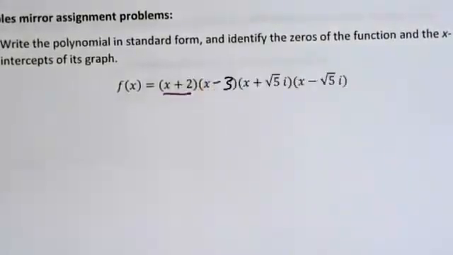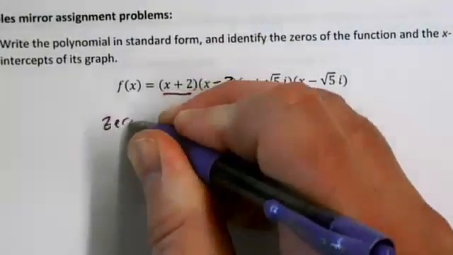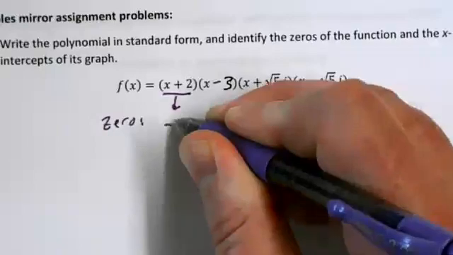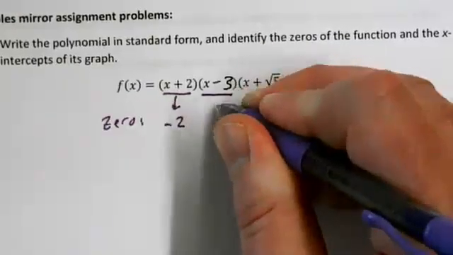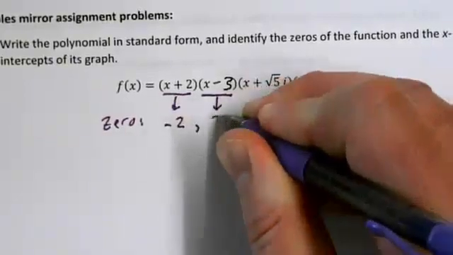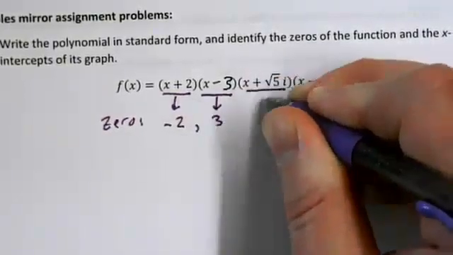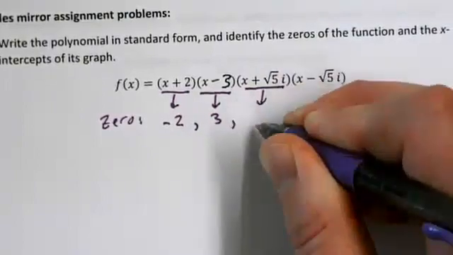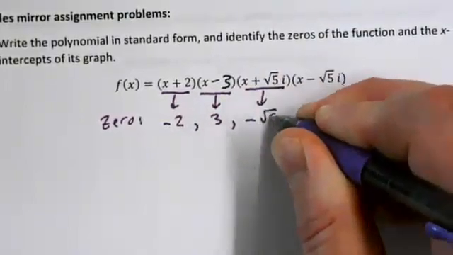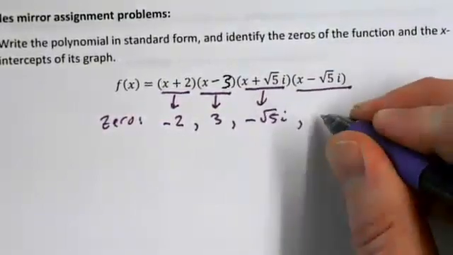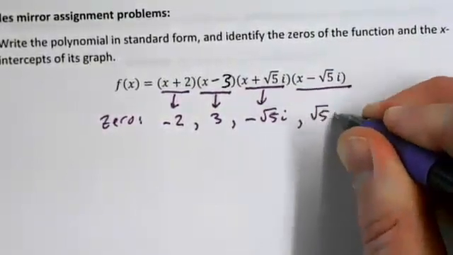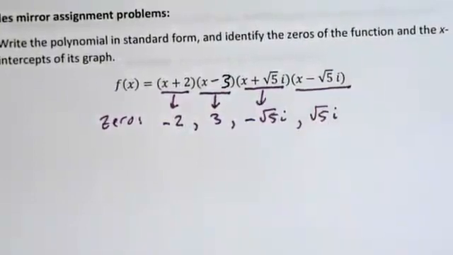All right, so what do I know? Well, this factor is going to give me a real zero at -2. And this factor is also going to give me a zero, a real zero at +3. This factor is going to give me a complex zero at -√5i. And this factor will also give me a complex zero, this one at +√5i. The instructions also asked us for x-intercepts.